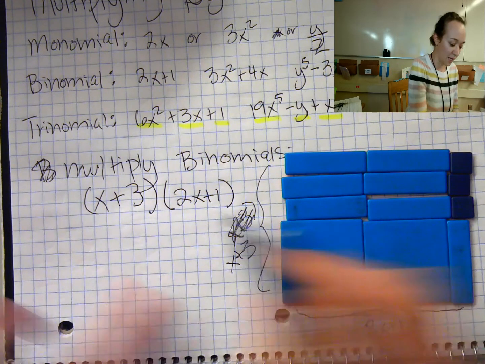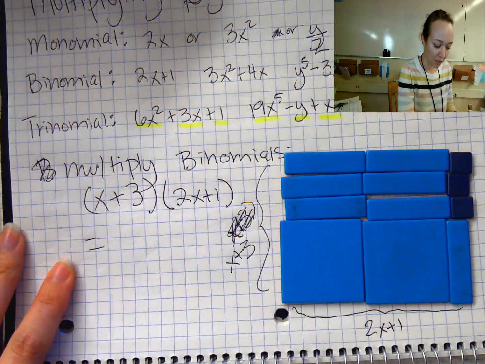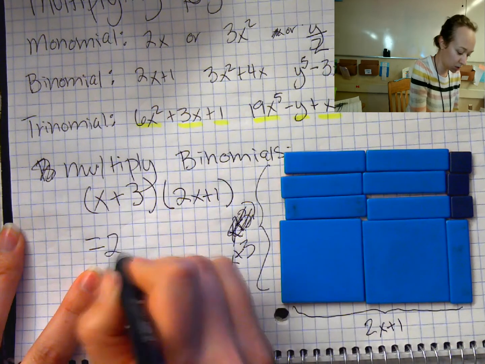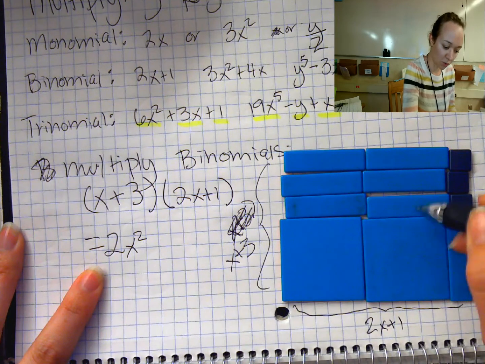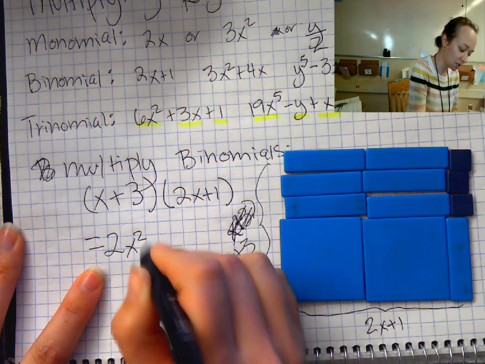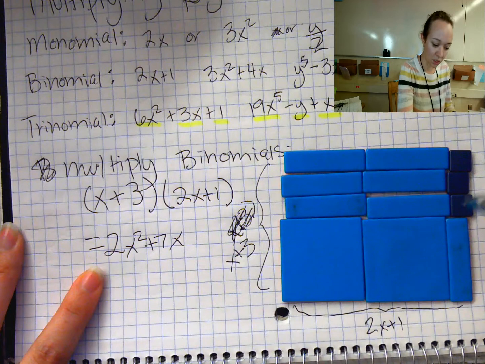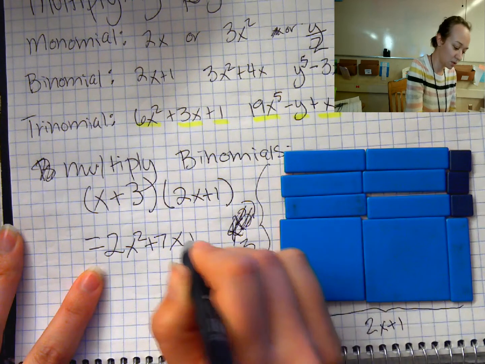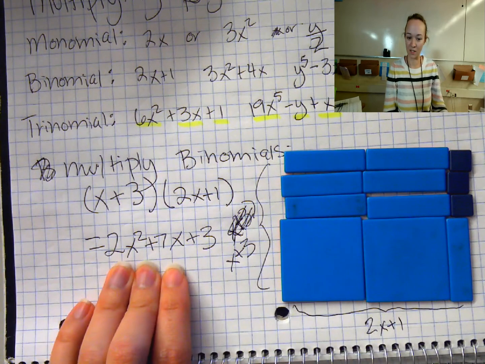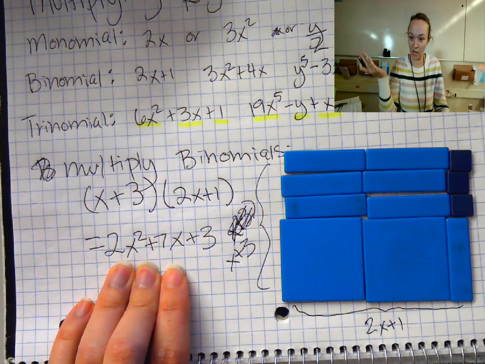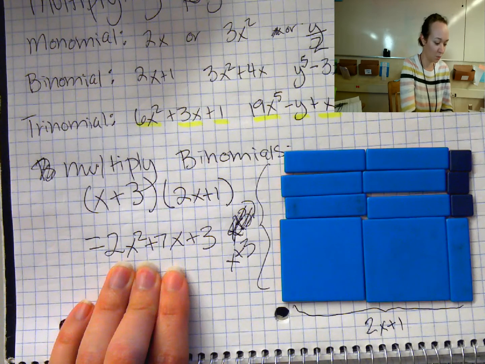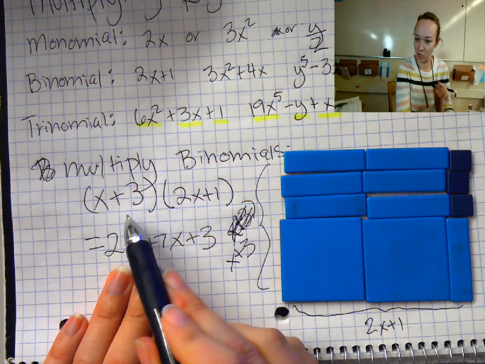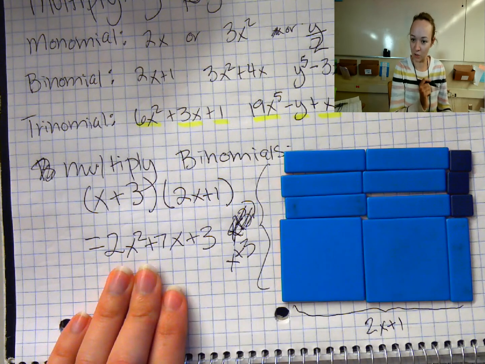Okay? So, and then that means my answer would be, I just count up all the stuff inside. I've got 2x squareds, got 1, 2, 3, 4, 5, 6, 7 x's, plus 1, 2, 3. Notice, what type of number is this down here? A trinomial, perhaps? It's true. When you multiply two binomials, sometimes you get a trinomial.